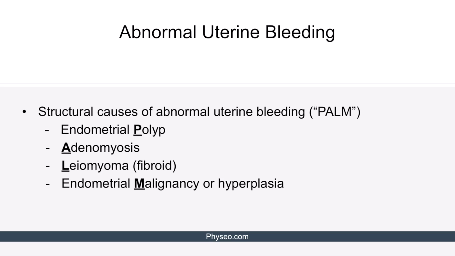And both malignancy and hyperplasia are associated with unopposed estrogen exposure, and they're actually common in middle-aged obese females. And I just want to remind you that these conditions are covered in great depth in the lecture called Polyps, Fibroids, Adenomyosis, and Endometriosis. That's why we just made this review so brief here. But I wanted to review it briefly just so you could remember PALM: polyp, adenomyosis, leiomyoma, malignancy.